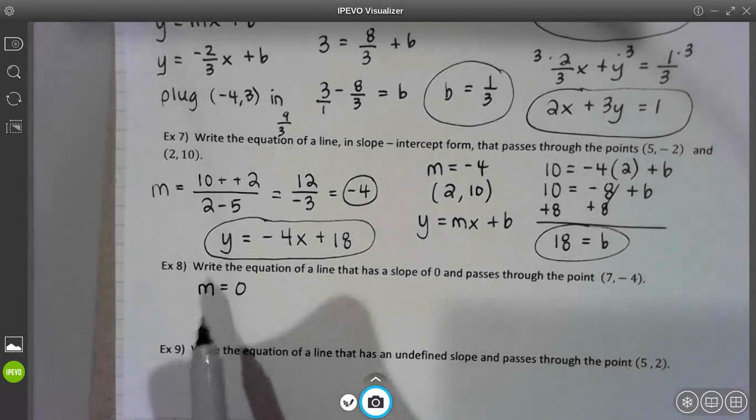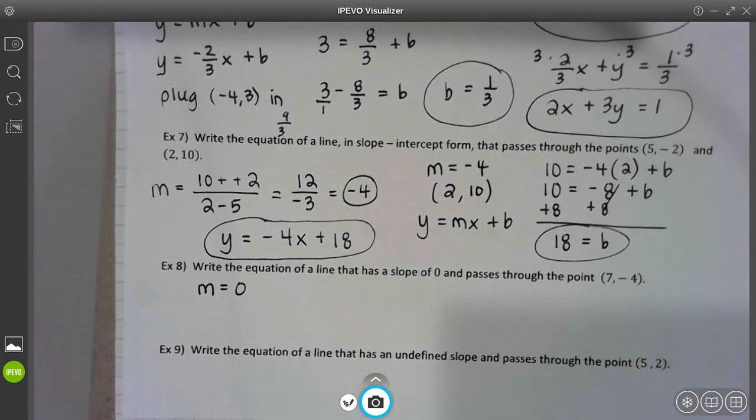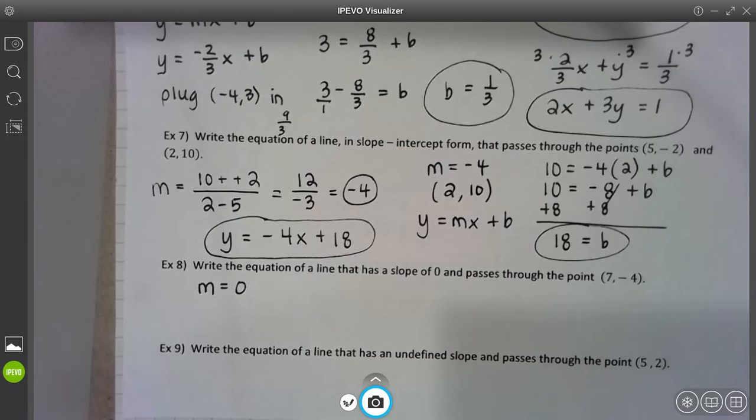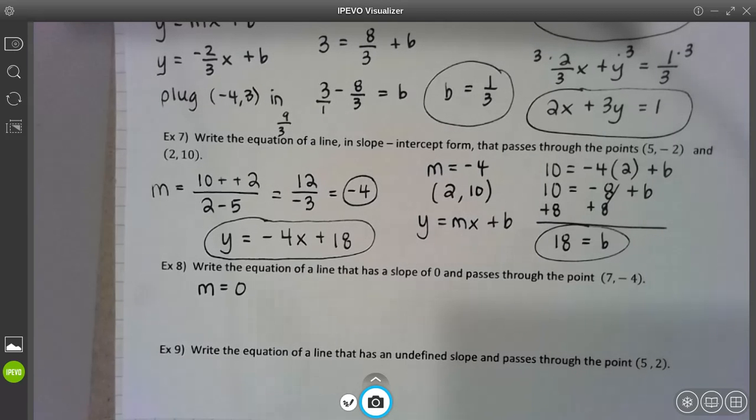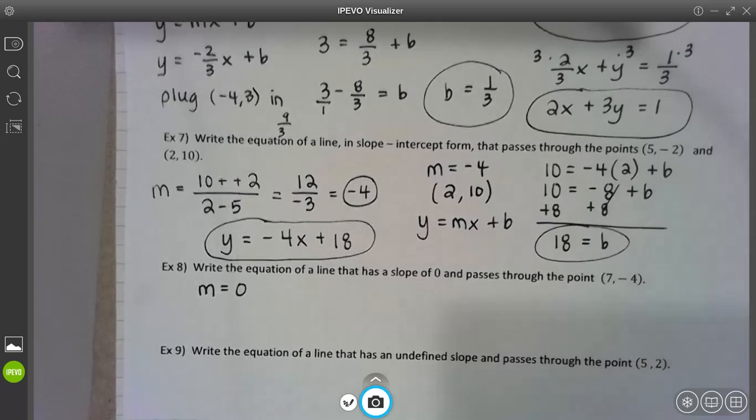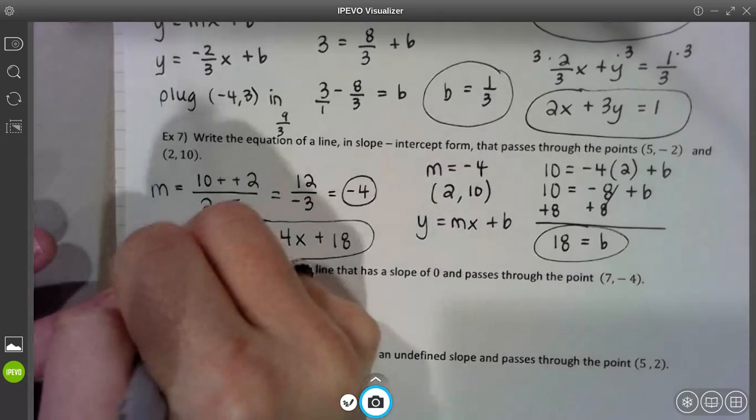If the slope is 0, does anybody already know what kind of line this is? Does anybody remember what kind of line had a slope of 0? I'm going to give you guys a second to see if anybody remembers. Who had a slope of 0? We wrote it on yesterday's notes. You can just unmute and say it if you think you know. Horizontal. Oh, it is, Jack. It is a horizontal line.